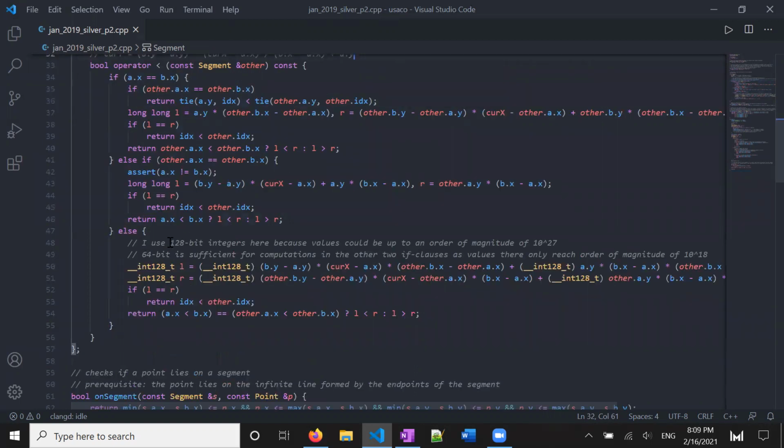One caveat is I do use 128-bit integers here, simply because when I multiply these values together, the numbers can get very large. They can get up to 10 to the 27. So even 64-bit integers or long longs are not enough, so I use 128 here. The editorial, the solution code that USACO provides, uses doubles to deal with this. But as I said before, I prefer not to use doubles when possible. The doubles do end up working for this problem, I guess, because the test cases aren't that precise. But in general, I don't think it's good practice to use doubles if it's not necessary.